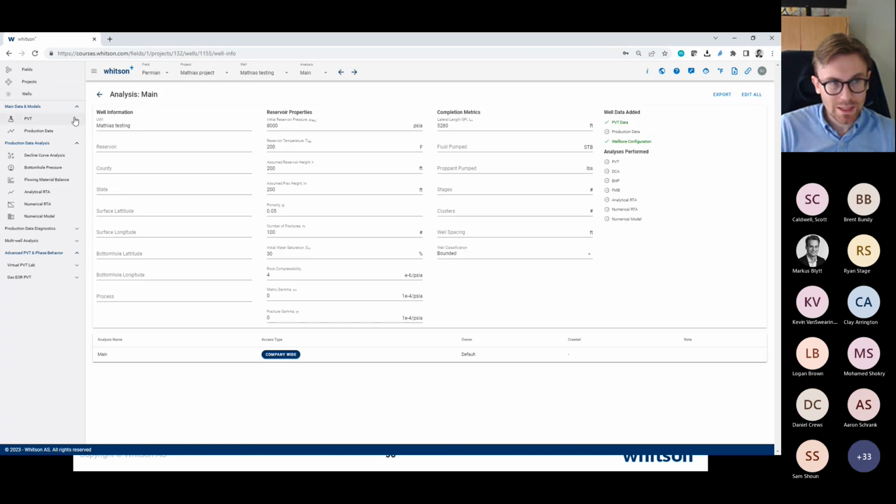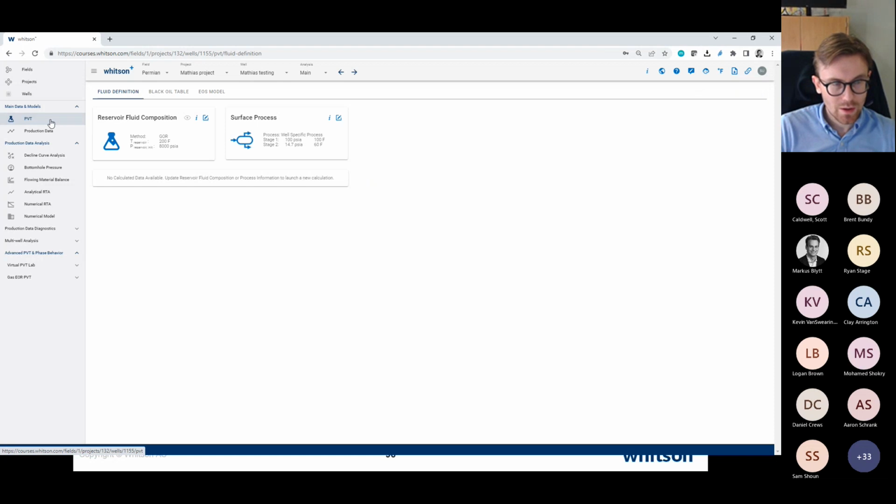Okay, so when you click testing, make sure that you go to PVT right here. And then at the top here, you should see the field Permian. You should be in your project. The well should be your name testing, and then the analysis should be main, and that's it.